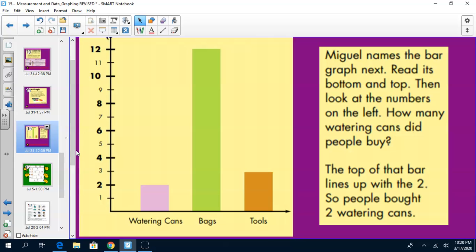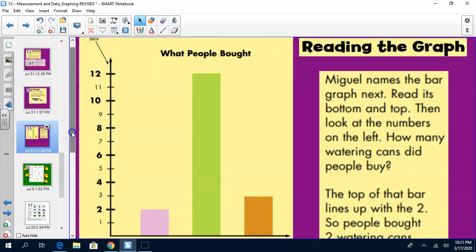How many watering cans did people buy? So let's check out the watering cans, represented in purple in a bar graph. So if we go over, here's the watering cans, and we're going to go up 1, 2. So evidently, 2 watering cans were purchased. But if we look at bags, I believe that was bags of soil, there's a lot more of that. 12 bags were purchased. Or let me restate that, sorry. 12 bags of soil were purchased.